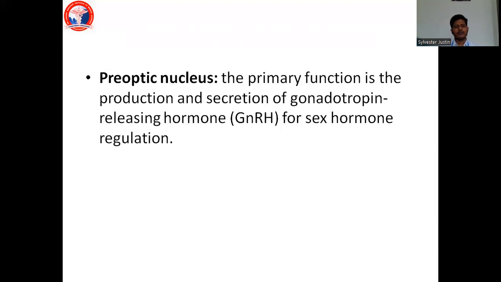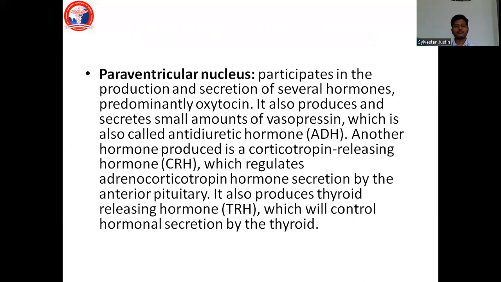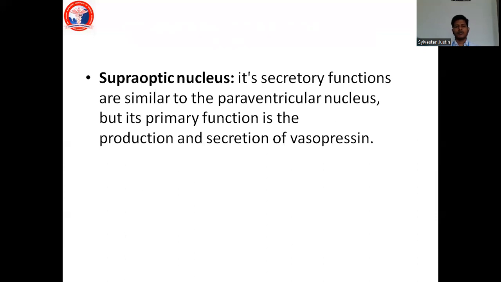Coming to the preoptic nucleus, the primary function is to secrete GnRH for sex hormone regulation. The paraventricular nucleus secretes predominantly oxytocin, also secretes vasopressin, and also releases CRH and TRH. So 4 hormones are released by the paraventricular nucleus, but most importantly, oxytocin. Supraoptic is similar to the paraventricular nucleus, but here the predominant secretion is of vasopressin. So paraventricular was oxytocin, supraoptic is vasopressin.